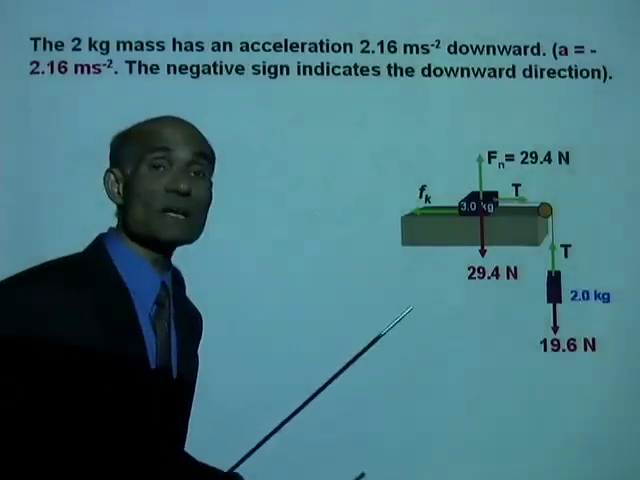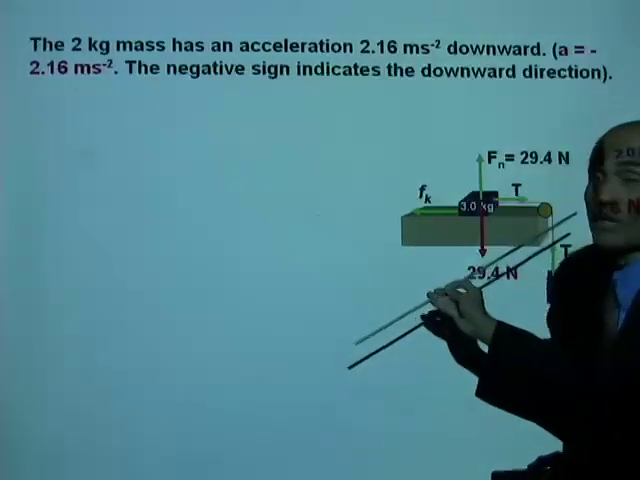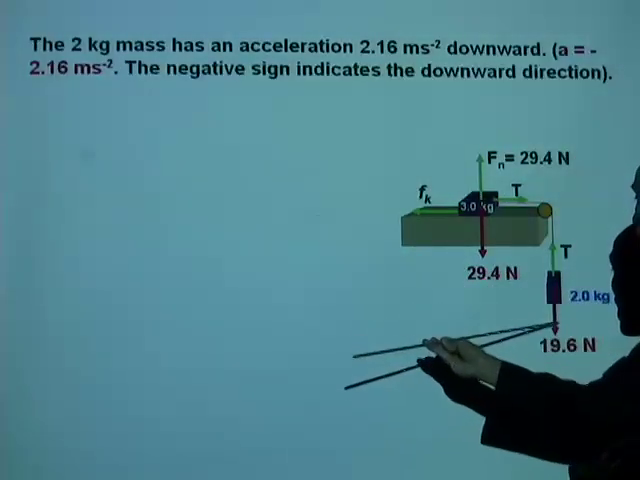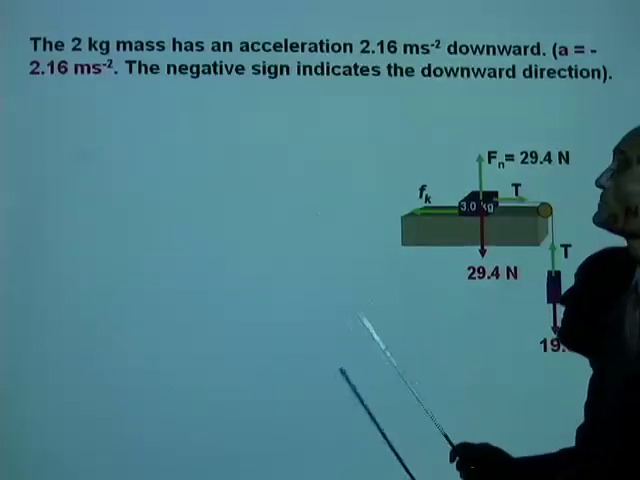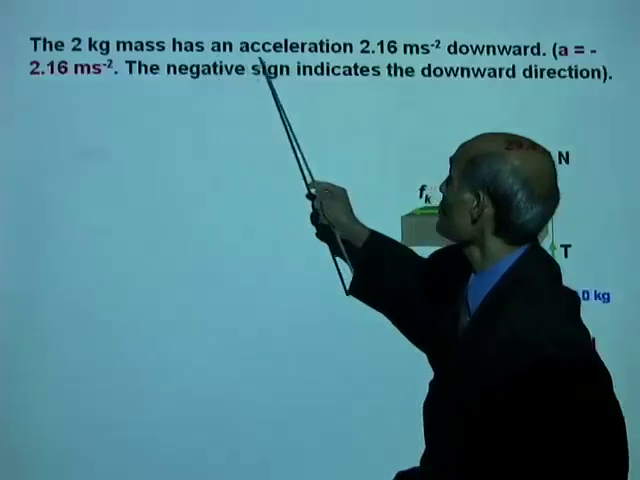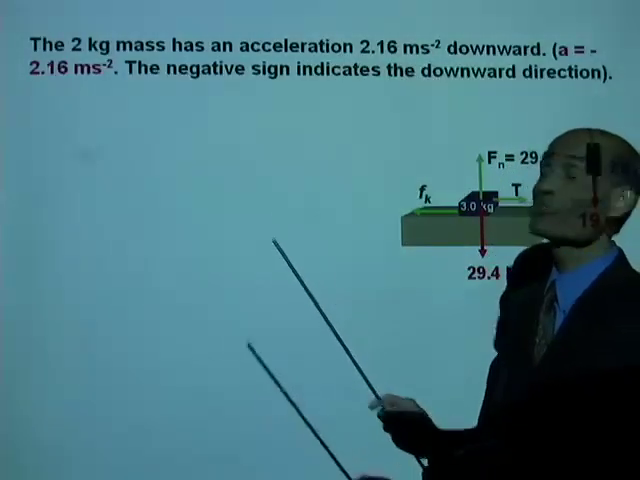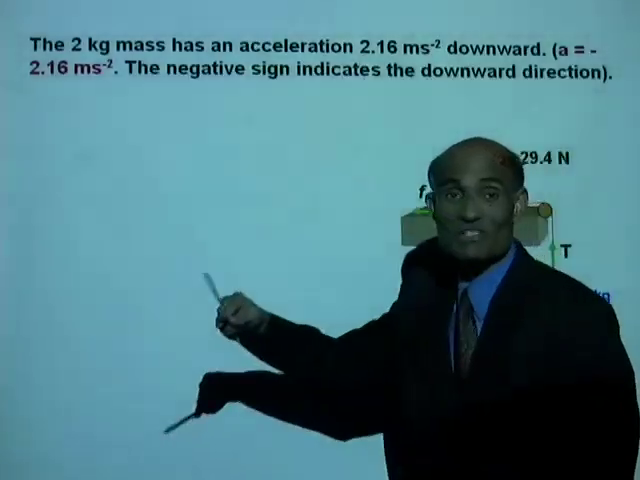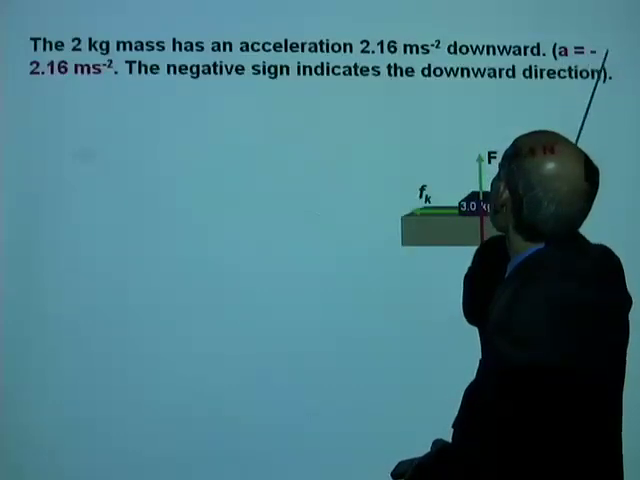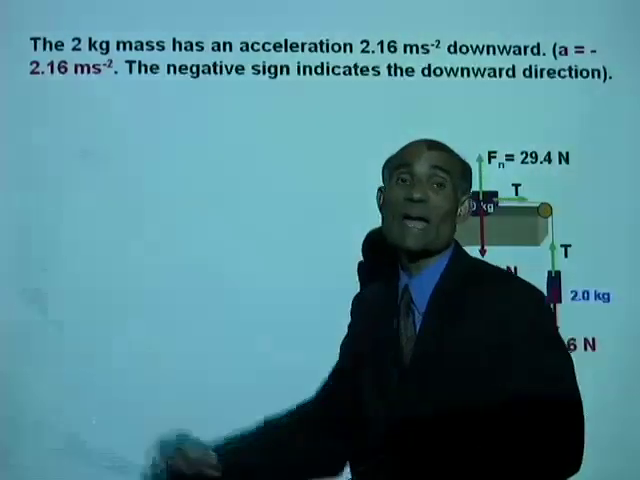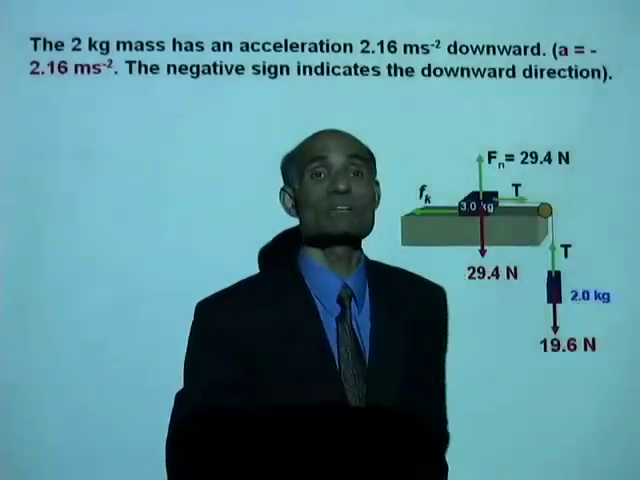Well, we need to complete that problem. The question is, once you calculate the acceleration, we need to know how long will it take for this object to reach the ground. The 2 kilogram mass has an acceleration of 2.16 meter per second squared. We just calculated that on the previous slide. The negative sign indicates that it is downward. So you need to now use the value A equal to negative 2.16 meter per second squared.